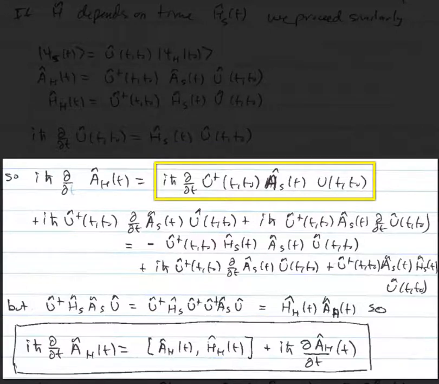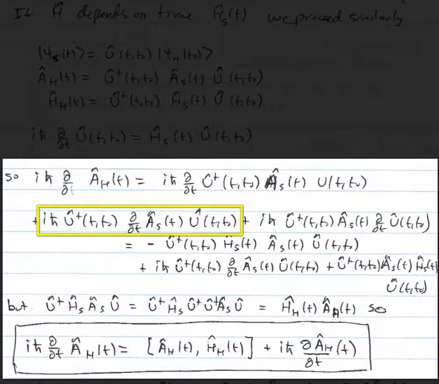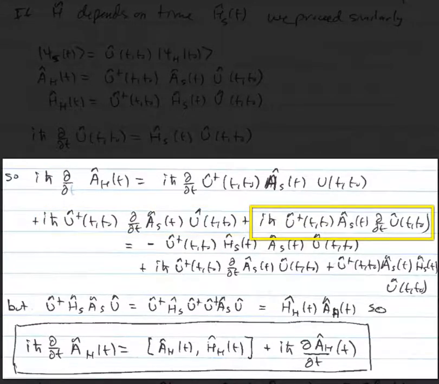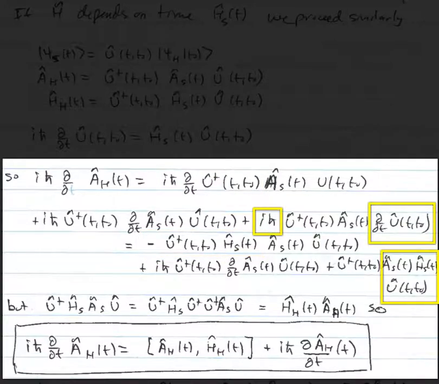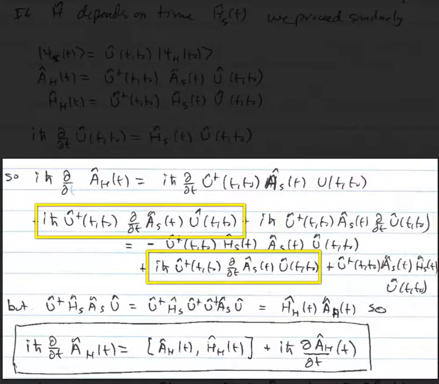I have i h-bar d/dt of U dagger times A Schrodinger of t times U, plus i h-bar U dagger times the time derivative of A Schrodinger of t, U of t, t0, plus i h-bar U dagger of t, t0, A Schrodinger of t, derivative with respect to time, U of t, t0. Okay, we do the same substitution, equation of motion for U and for U dagger. For U dagger, I get a minus U dagger of t, t0, H Schrodinger of t. For U of t, t0, I get plus H Schrodinger of t, U of t, t0. And of course, the derivative with respect to time of A Schrodinger of t, well, that just sits there. There's nothing I can do about that.